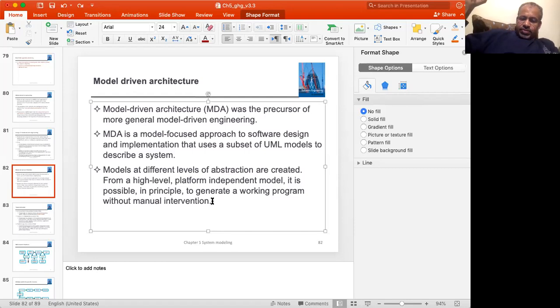In theory, you could generate a working program without manual intervention, automatically. But as I said, in actual practice, this doesn't happen that often. But the advantage is if you have a model that's independent from platforms, when you get a new platform, you can translate that model to the new platform with less effort. You don't have to reconceptualize the whole thing again. So it's the idea of doing your design in stages, according to levels of abstraction that are distinct or decoupled from each other.